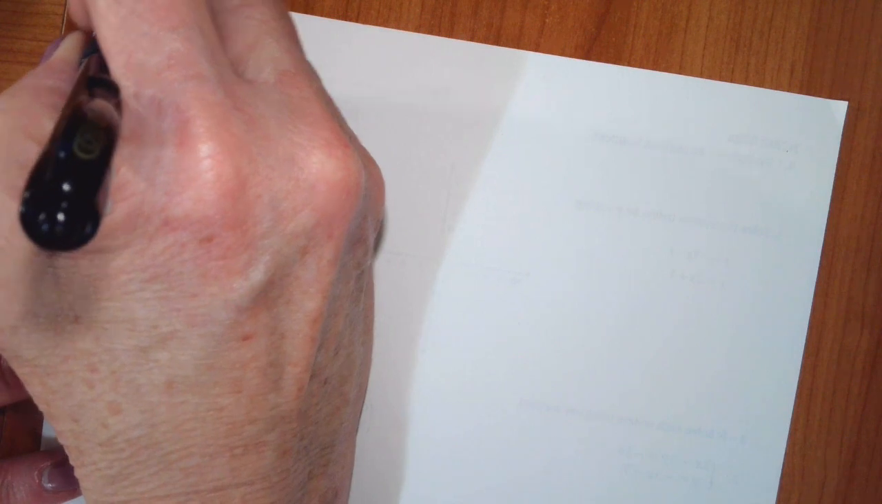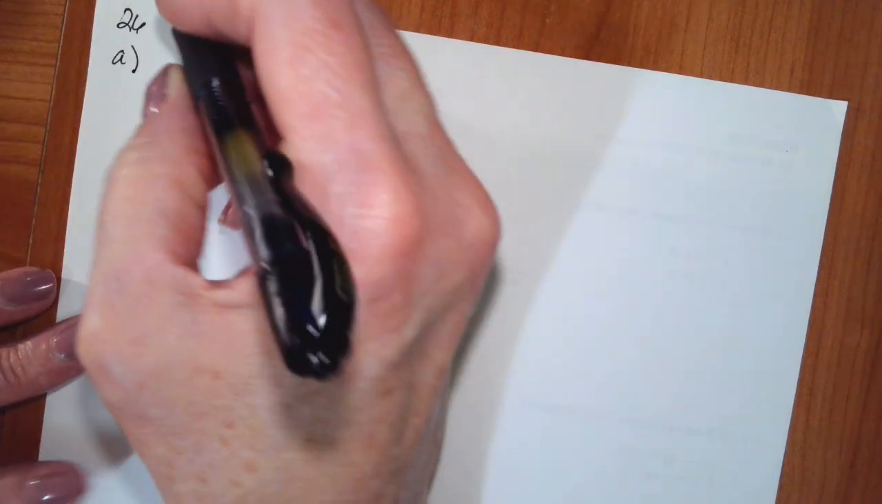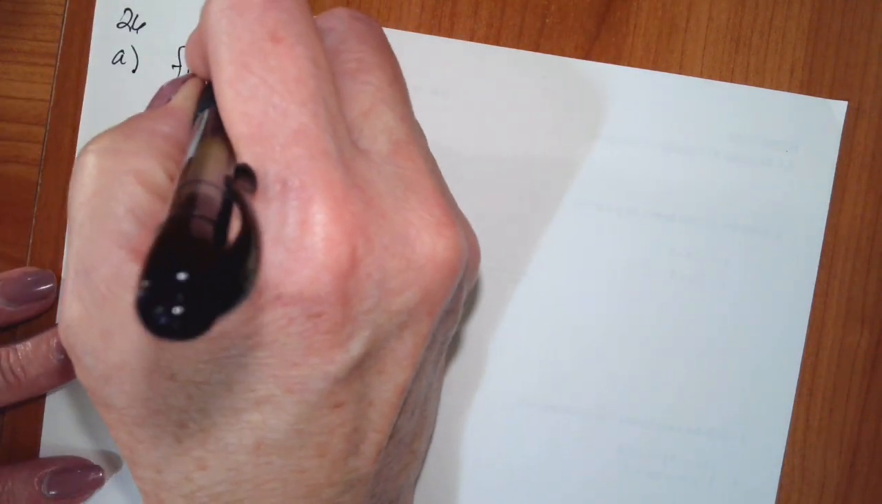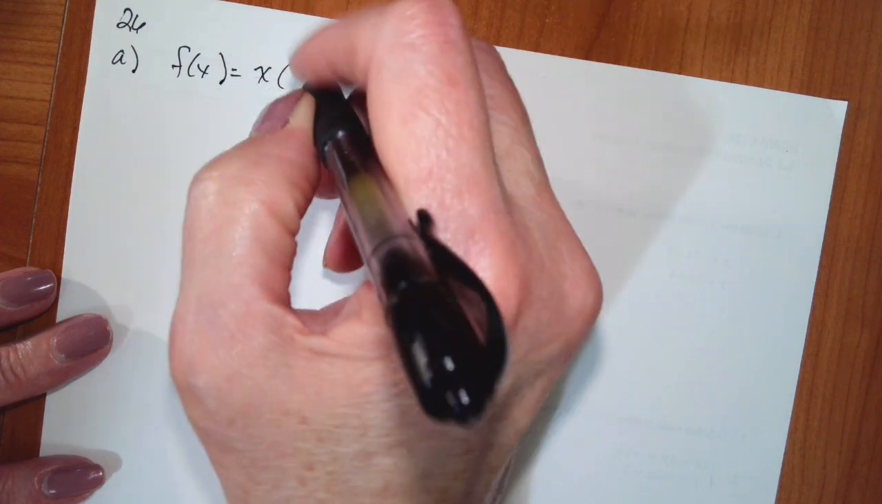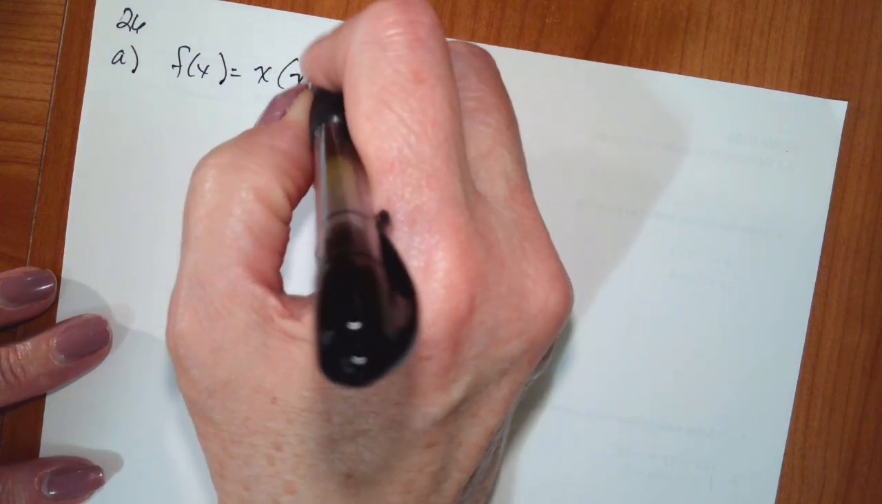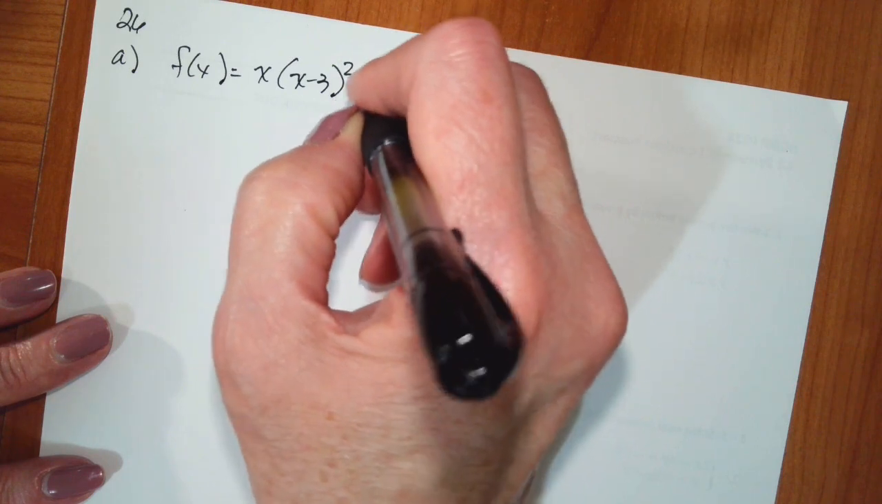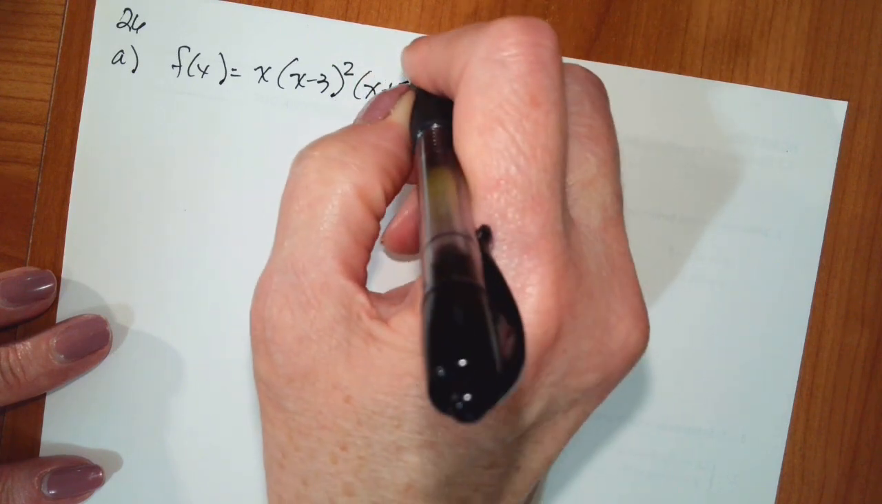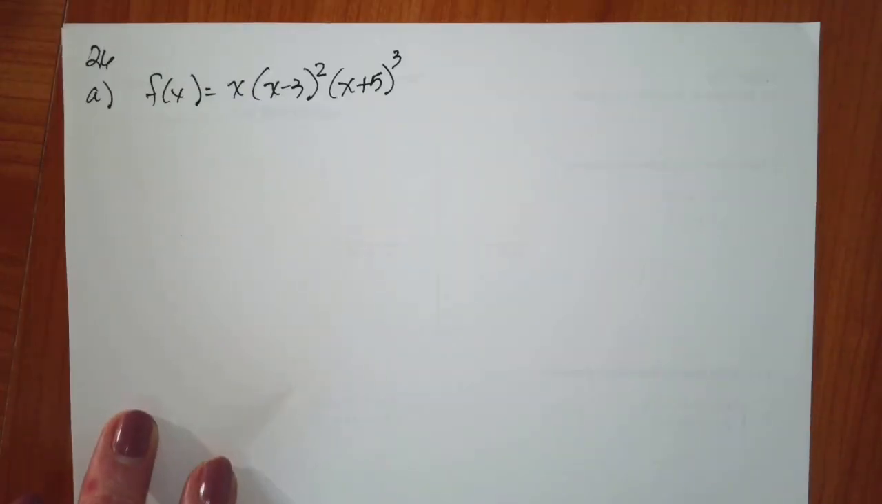Okay. So, we want to sketch a couple of graphs. Now, I'm not going to get out the graph paper because it's just really not necessary. We just want to sketch a graph. So for 26a, we have f of x is equal to x times (x minus 3) squared times (x plus 5) to the third.